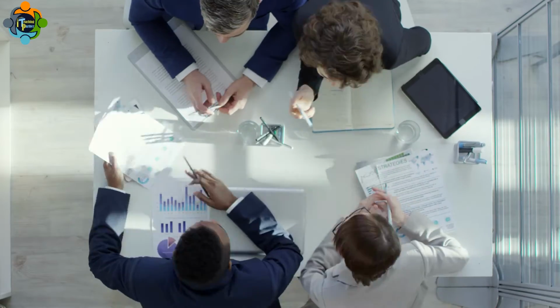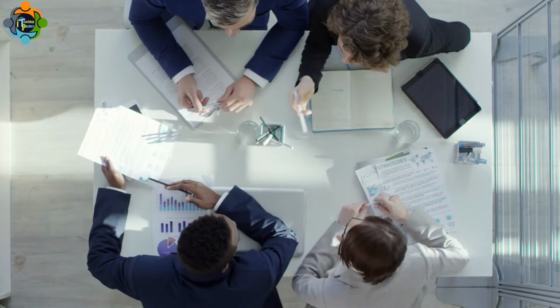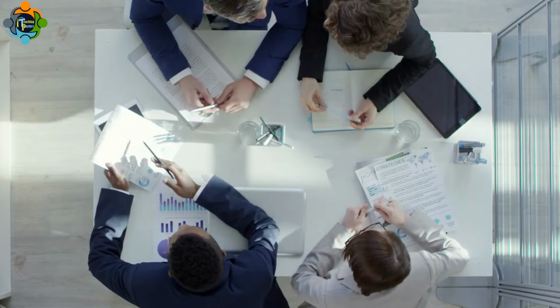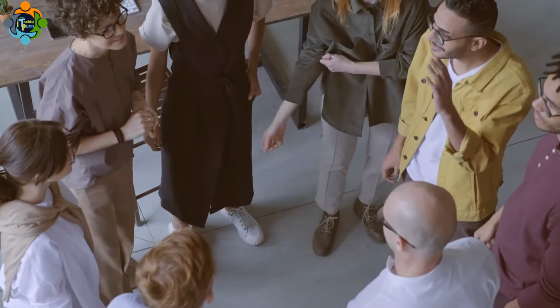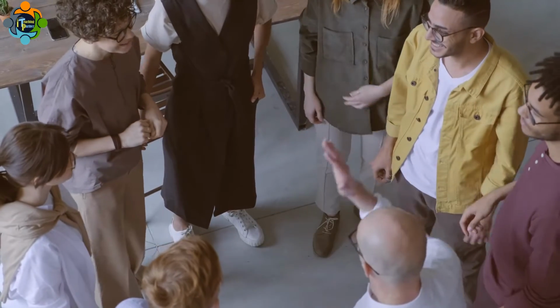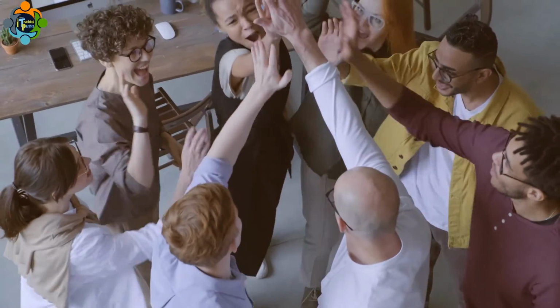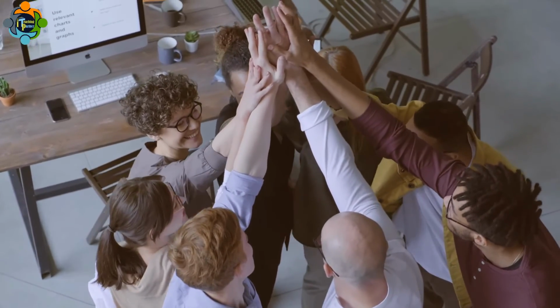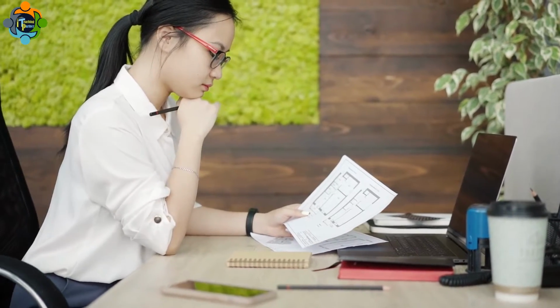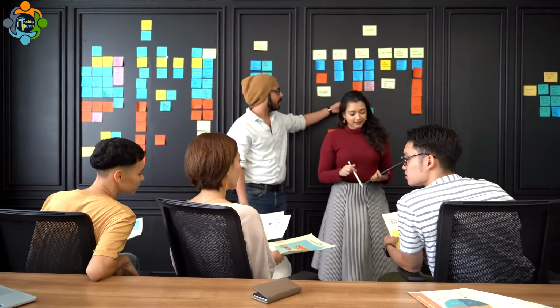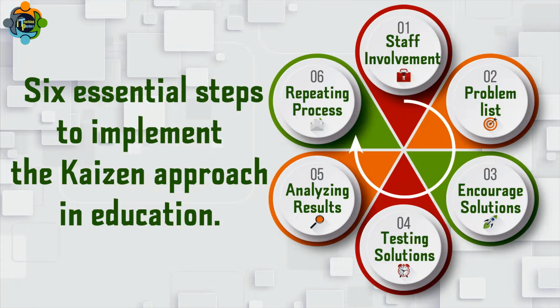Kaizen in education, a concept that promotes gradual and manageable improvement within schools. By adopting Kaizen principles, we can revolutionize the way we learn and grow as students, teachers, and educational institutions. So how can we apply Kaizen in education? Well, it starts with nurturing a mindset that embraces growth, resilience, and continuous learning. Let's explore the 6 essential steps to implement the Kaizen approach in education.